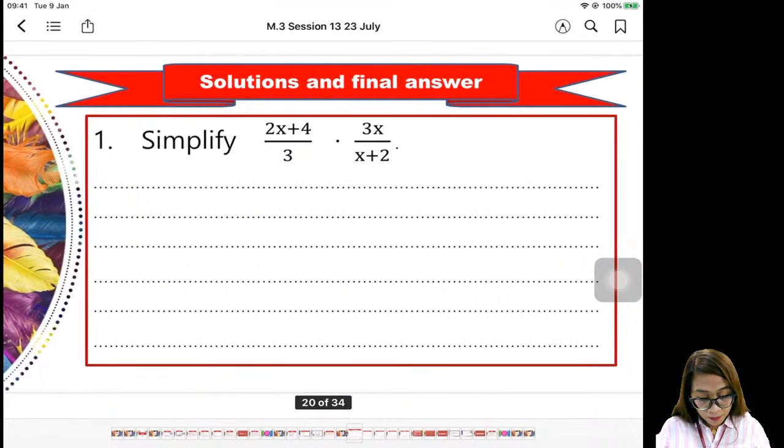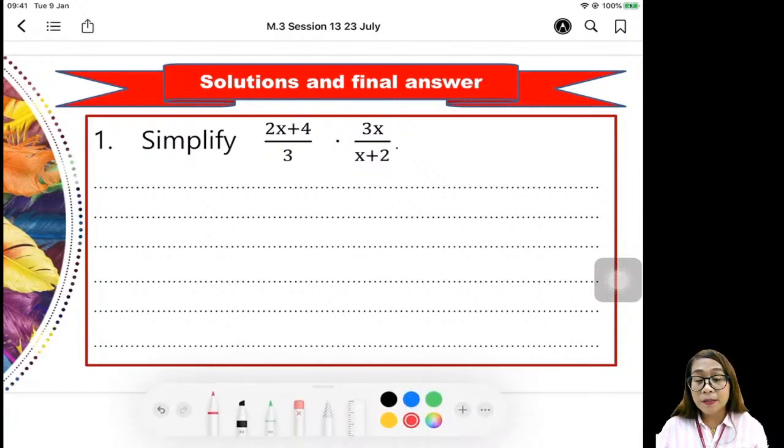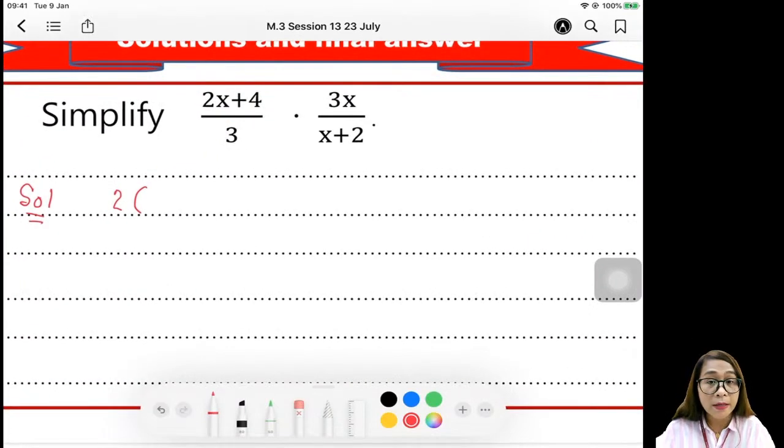So let's begin. The first one is simplify (2x plus 4) all over 3, times 3x over (3x plus 2). So we will simplify the answer. We have here SOL for the solutions. And you just do it. You remember, if it is 2x plus 4, you take out the highest common factor, which is 2. Let me make it bigger. Can you see it better?